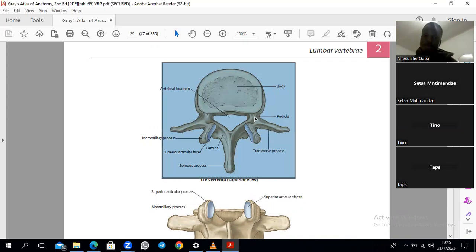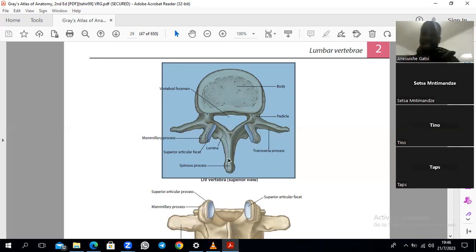Where a pedicle meets a lamina, there is a transverse process. Where the two lamina meet, there is a spinous process. The spinous process is the one that I said is thick and quadrilateral in shape. Right. So there's a pedicle, there are lamina. Where pedicle meets lamina, there is a transverse process. Where the two lamina meet posteriorly, there's going to be a spinous process.